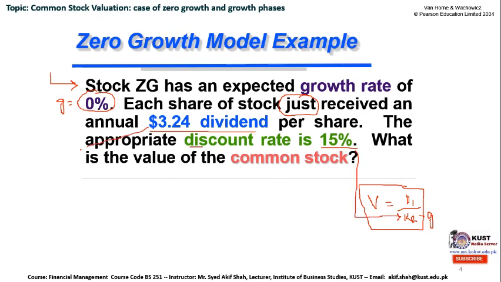However, this 3.24 is not D1, rather it is D0. And we know that in order to calculate D1, we have to multiply D0 by 1 plus the growth factor, which is G. Let me write down the formula for calculating D1. And as we know that the G factor is 0, therefore 1 plus 0 is equal to 1. And if 1 is multiplied with any factor, it will remain as it is. So therefore D1 will remain the same value as D0 in the zero growth model.